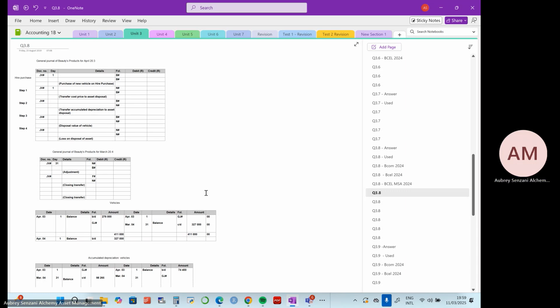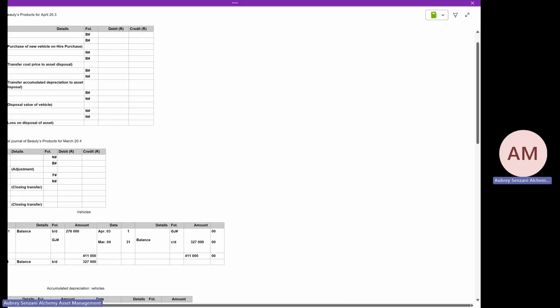Okay, all the movements. So basically, they're letting us know there were no other movements outside of what has been mentioned here.